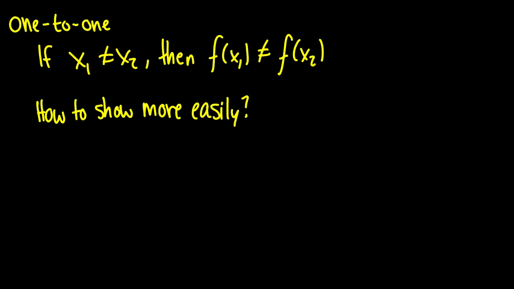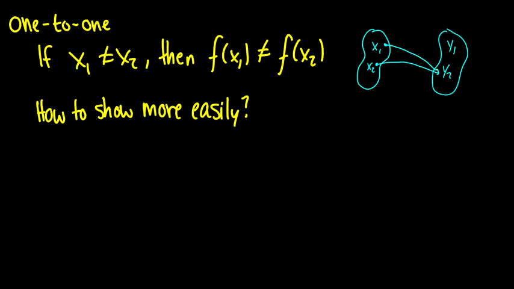It means that if x1 is not equal to x2, then f of x1 is not equal to f of x2. So basically, what this means is that if we have x1 and x2, and we have some outputs y1 and y2, if x2 maps to y2, then x1 is never going to map to y2. You'll never have two elements in the domain that map to the same element in the codomain.